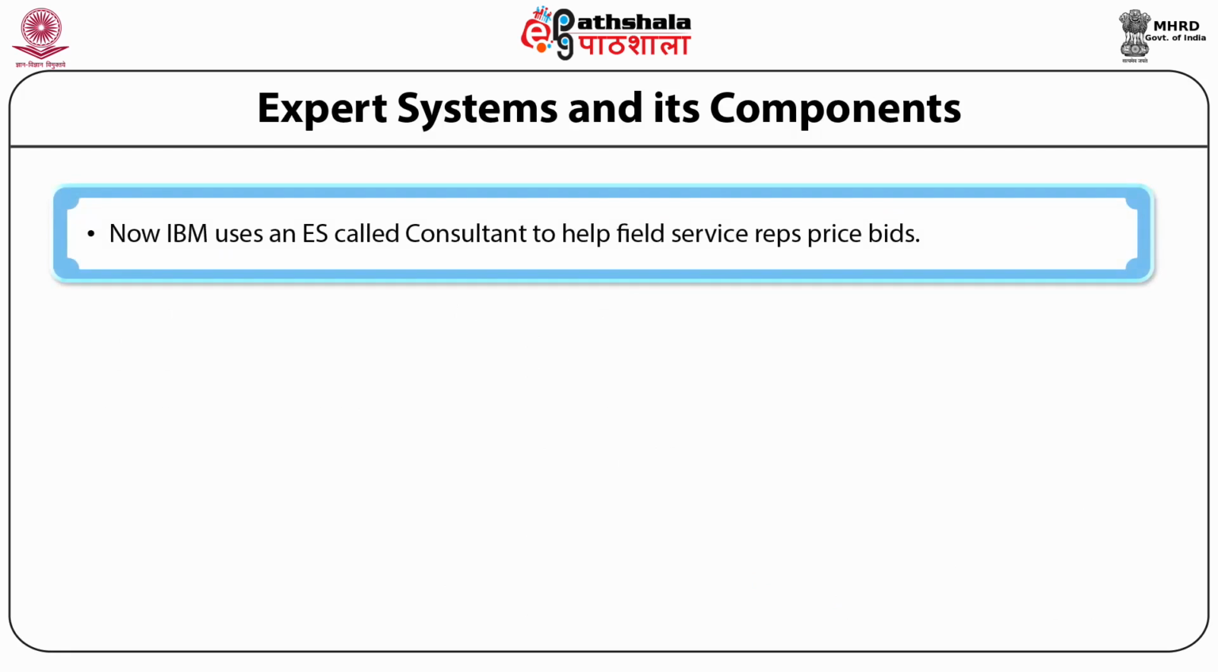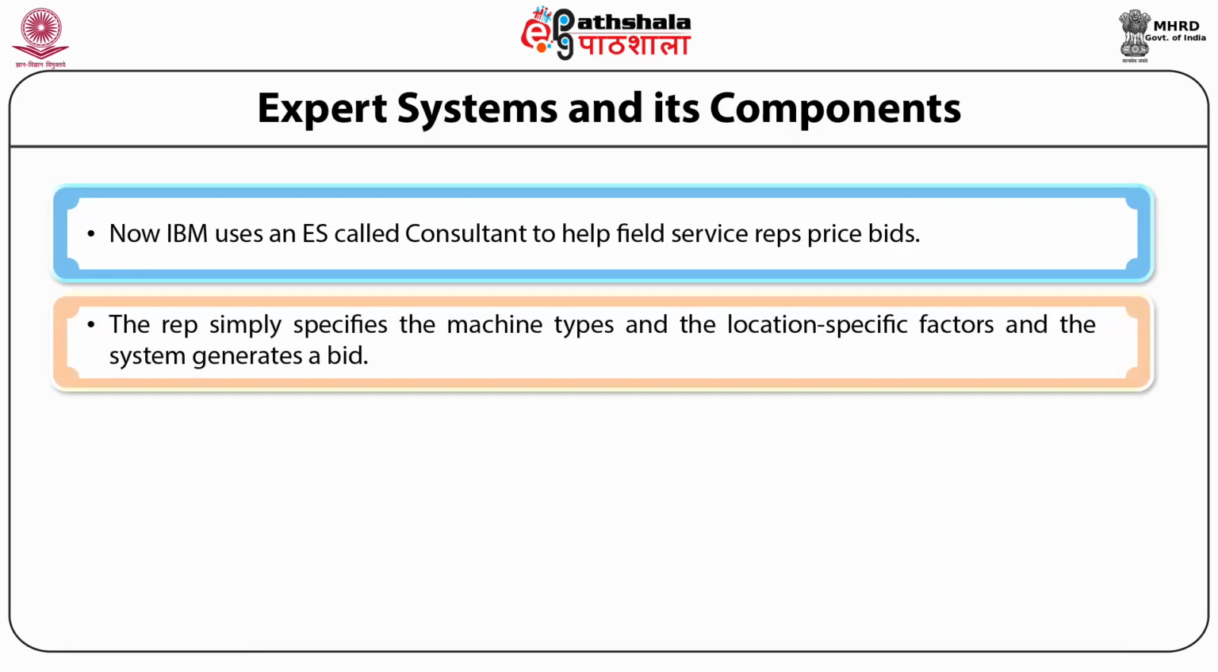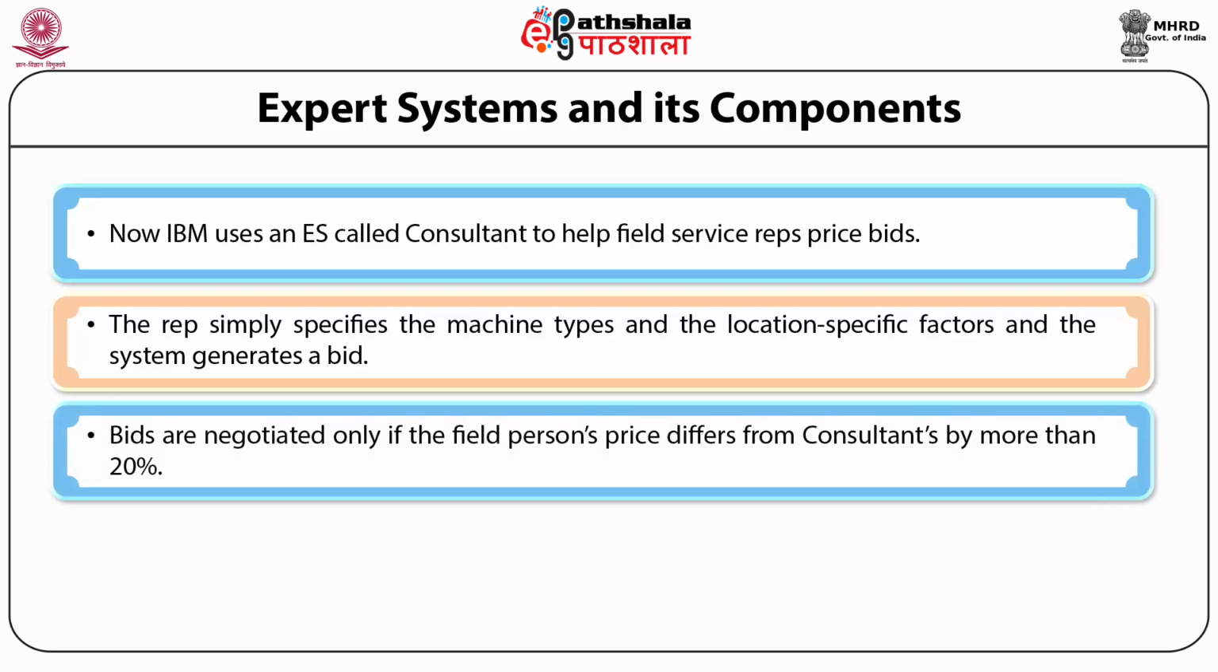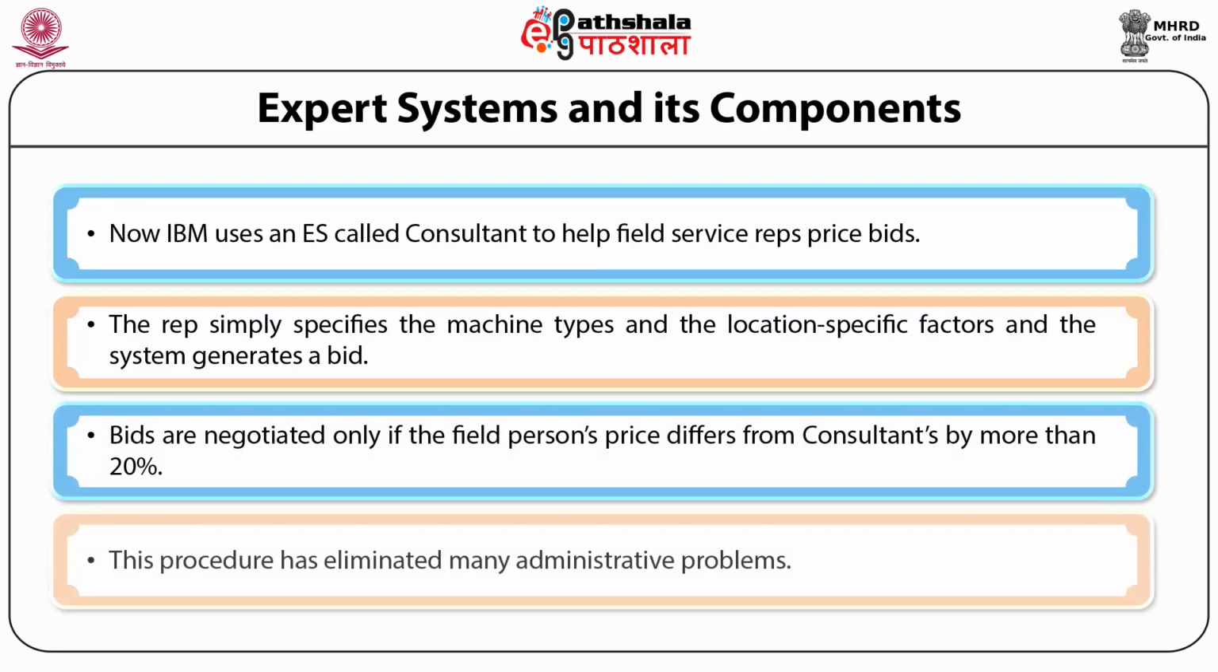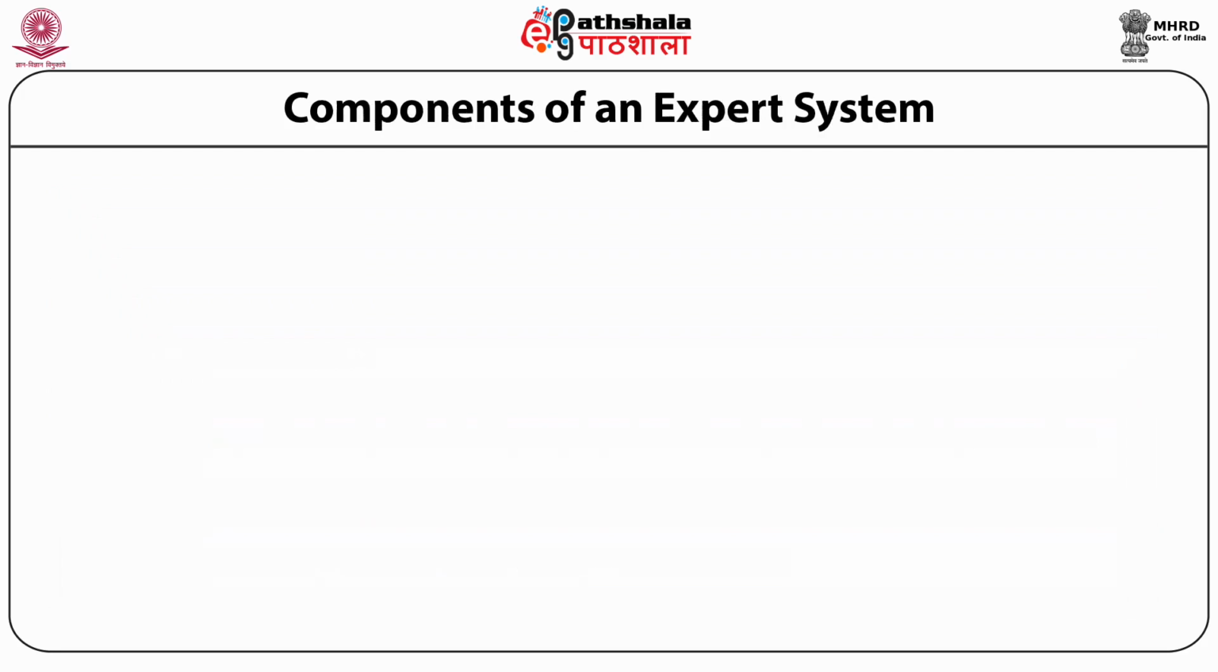Now IBM uses an expert system called Consultant to help field service reps to price their bids. The representative simply specifies the machine types and the location-specific factors, and the system generates a bid. Bids are negotiated only if the field person's price differs from the Consultant's by more than 20%. This procedure has eliminated many administrative problems.